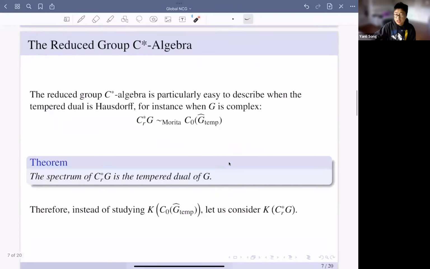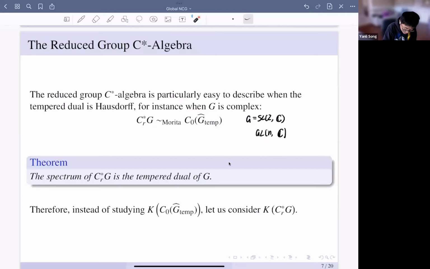Okay, so instead of attacking this tempered dual directly, a better way to understand it is using the reduced group C-star algebra. This is how we use non-commutative geometry tools to understand this problem. So when the tempered dual is Hausdorff, for example, if G is a complex group, for example, if G equals SL2C or GLNC, then it is always the case. This reduced C-star algebra is Morita equivalent to the continuous functions on the tempered dual which vanish at infinity. So it suggests that in order to understand this, we can use this non-commutative object as a replacement, which provides us a more convenient way to understand the tempered dual.